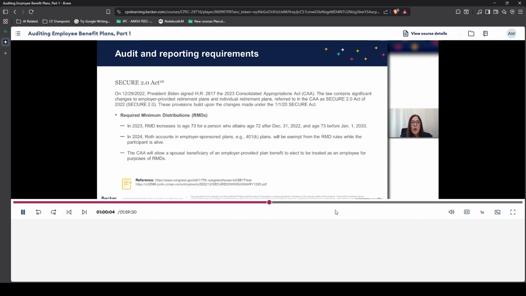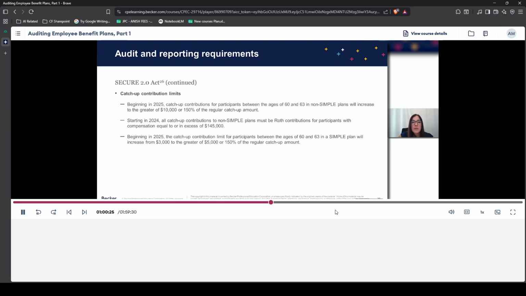Starting in 2024, the Roth accounts in employer-sponsored plans, such as your 401k plans, will be exempt from the RMD rules while the participant is alive. The Consolidated Appropriations Act will allow a spousal beneficiary of an employer-provided plan benefit to elect to be treated as an employee for the purposes of the RMDs.